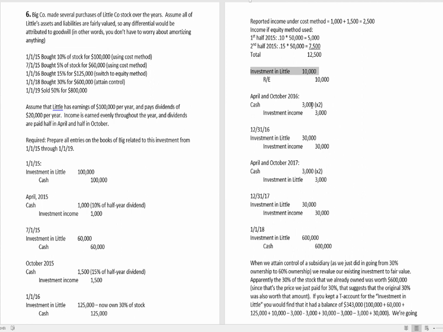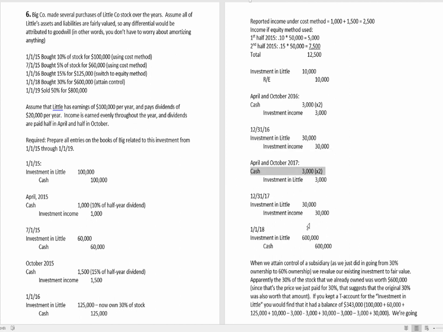Okay, 2016 and 2017, nothing else happens. We receive our semi-annual dividends. Again, we now own 30% of their stock, so 30% of $10,000 in April, 30% of $10,000 in October. And at the end of the year, they report earnings of $100,000. We own 30% of their stock, so we report investment income of $30,000.